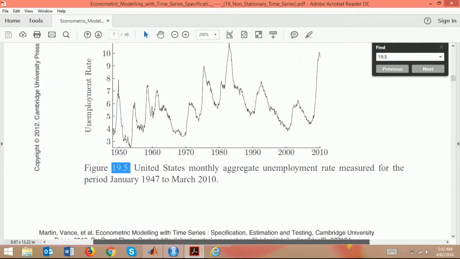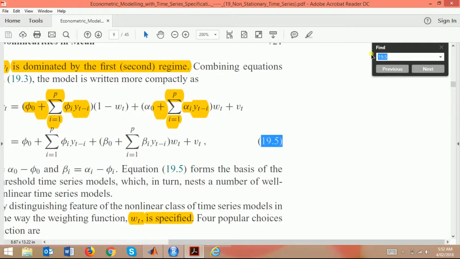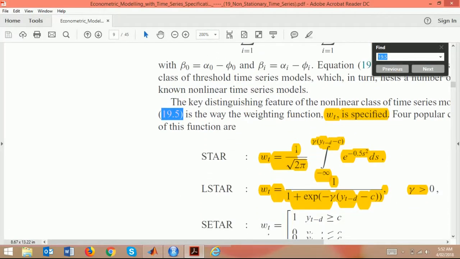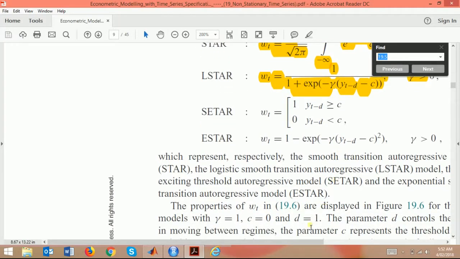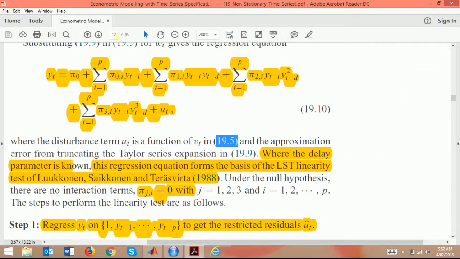So the aggregate unemployment rate is measured with the help of low and high equilibria, where the high equilibria are the peak points and the low equilibria are the drop points, right? And they make sense when we draw them. So LSTAR is the logistic smooth transition autoregressive model, and the TAR model is used with maximum likelihood estimation, so you know.